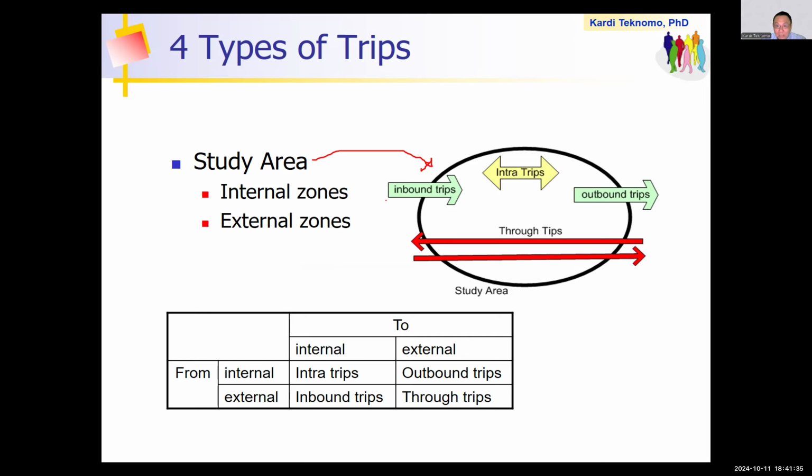What are the inbound trips and outbound trips, and then through trips. So from external to external is called through trips. Inside your study area is called intra trips. And of course, from external to internal becomes inbound. From internal to external becomes outbound.